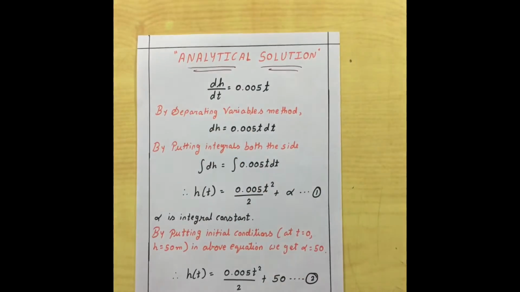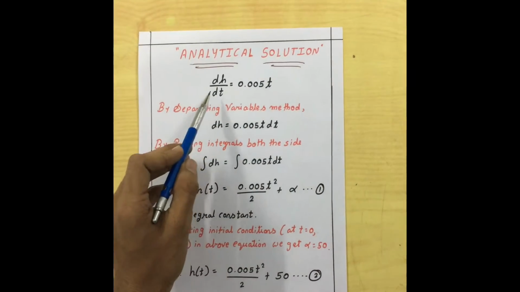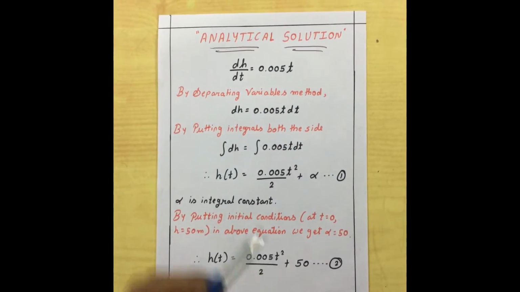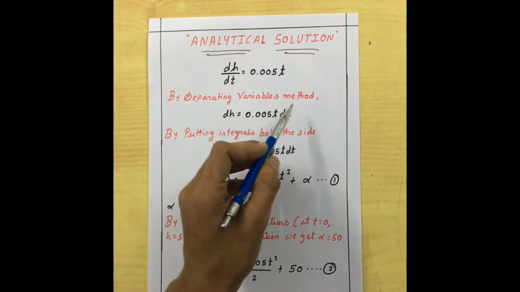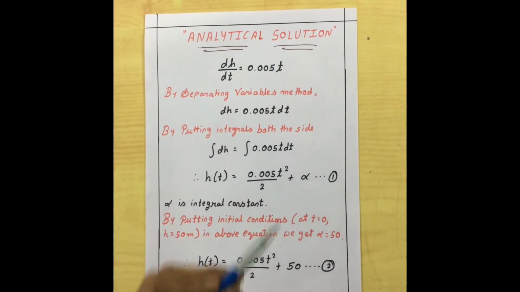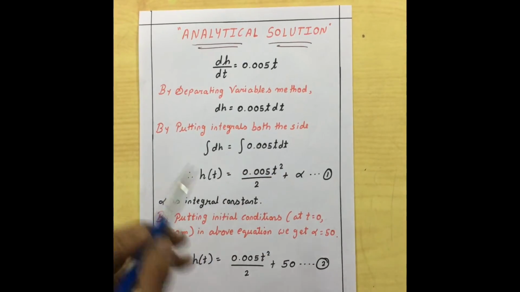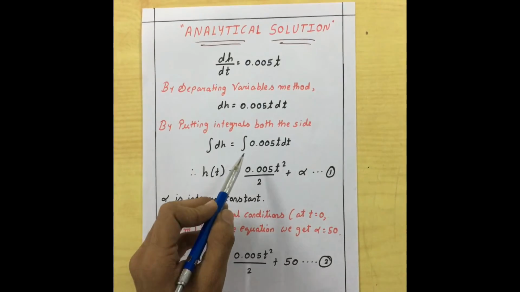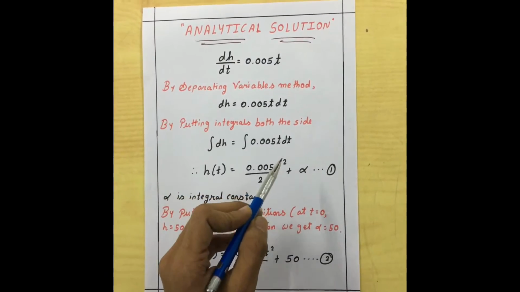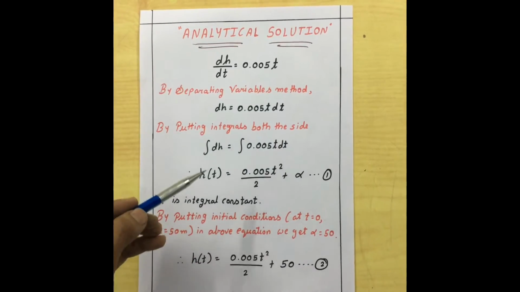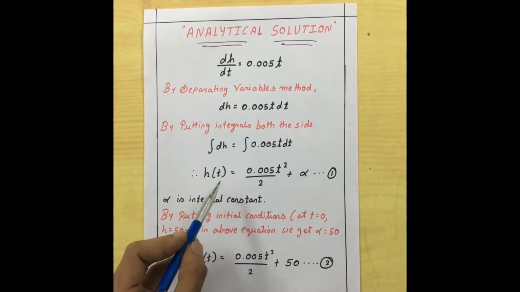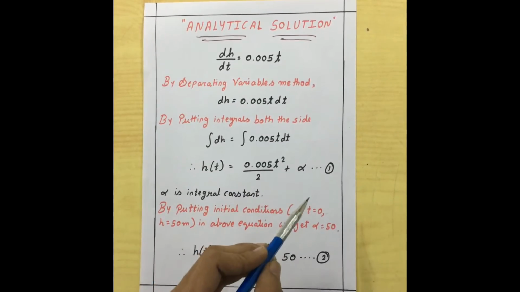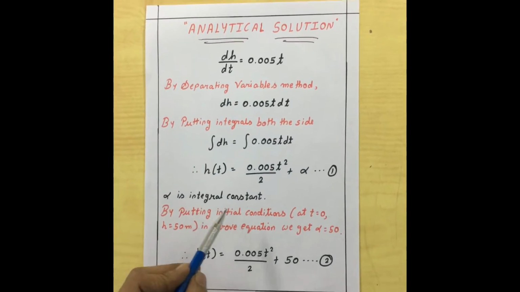So here is the analytical solution of the problem. As we have seen, dh by dt is equal to 0.005 t. So by the separating variable method, dh is equal to 0.005 t dt. Now by putting integrals on both sides, we get the integration of dh is equal to the integration of 0.005 t dt, and after simplifying this we arrive at the result h of t is equal to 0.005 t square by 2 plus alpha. Here alpha is the integral constant.